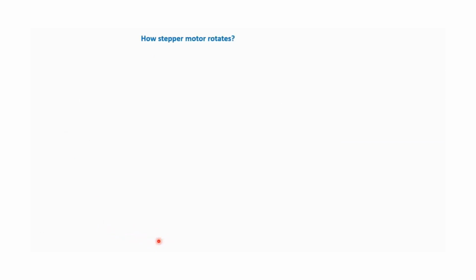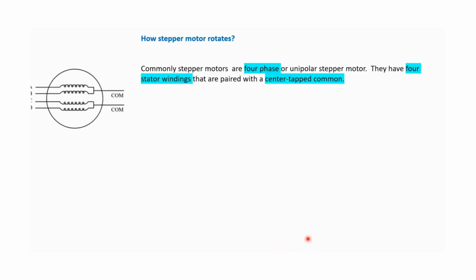Next we will discuss how the stepper motor rotates in a bit more detail. Stepper motors rotate on the basis of the electrical pulses. The diagram shown here is the internal winding diagram of a stepper motor. There are four windings. So this is actually a four-phase stepper motor, which is also called a unipolar stepper motor. There are other types of stepper motors as well, but this is the more common type.